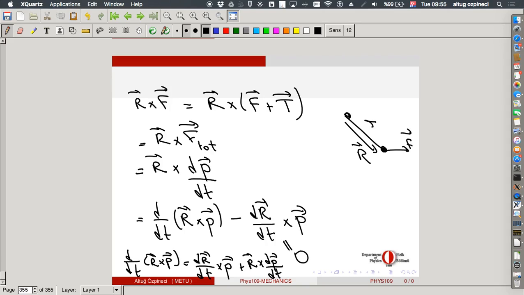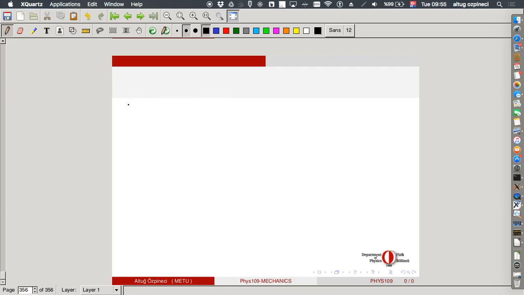Because I have these two vectors, they are pointing exactly in the same direction. So the angle between the two is 0. So I'm left with this one. The torque of a force acting on an object. Remember, I started with the torque. This is r cross F. This is equal to d by dt of r cross p. This is what we had derived.